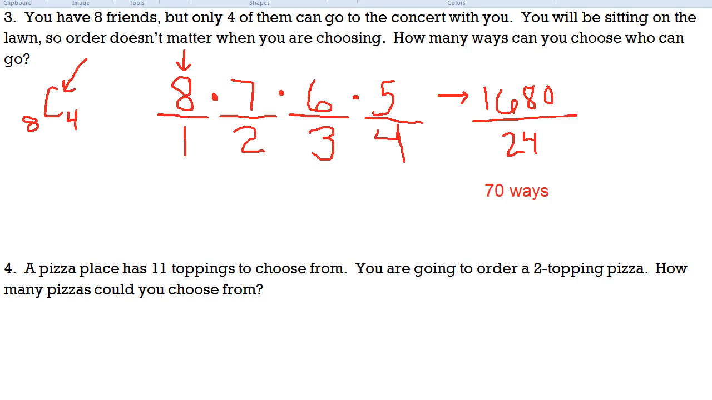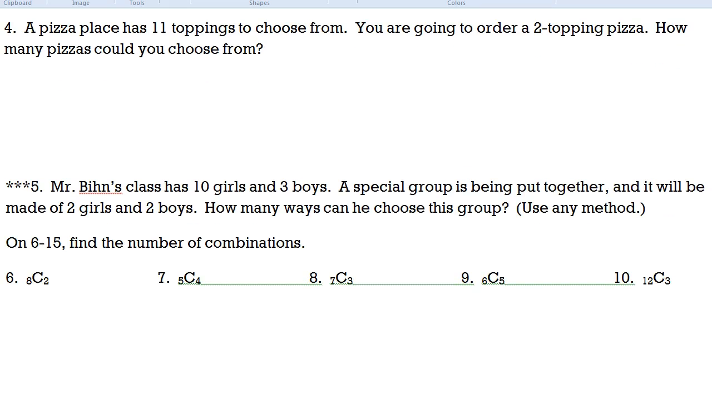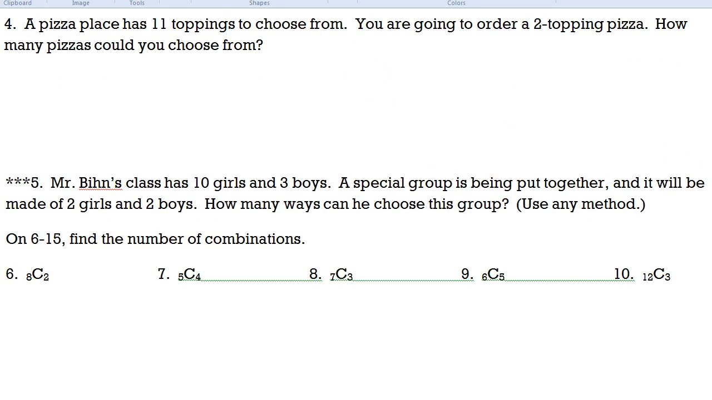All right, let's move on to number 4. If I'm going too fast, it's a video, so just pause the darn thing. It's okay. A pizza place has 11 toppings to choose from, and you are going to order a 2-topping pizza. How many pizzas could you choose from?